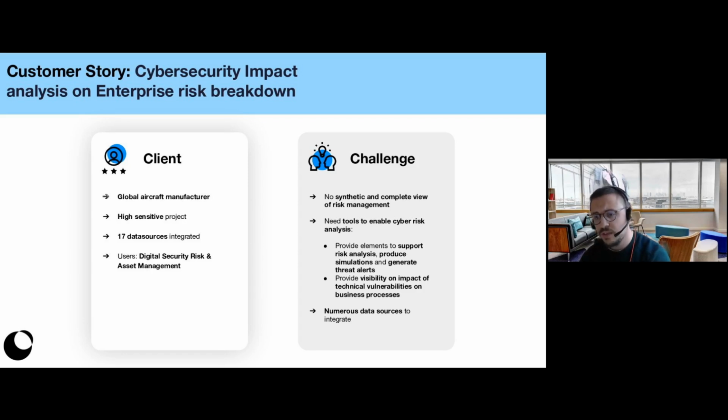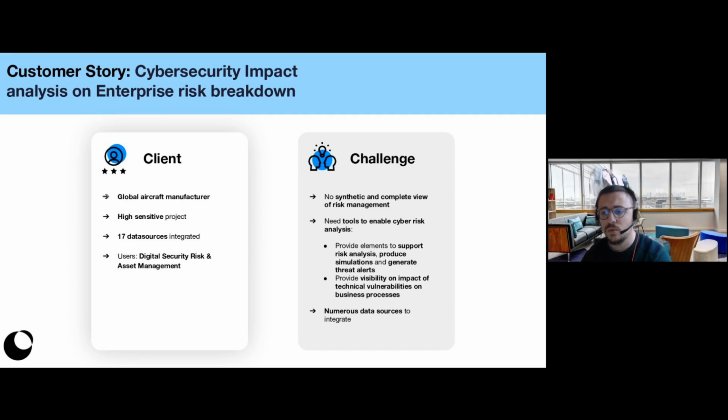The challenge they were facing is that because of those complex processes and different data sources, they really were lacking a synthetic and complete view of risk management to do, for example, IT resiliency. So if a server goes down, what are the downstream impacts, but also cybersecurity, but also IT optimization. Do I have redundancy? Can I, for example, decommission a server and have a more optimized IT architecture?